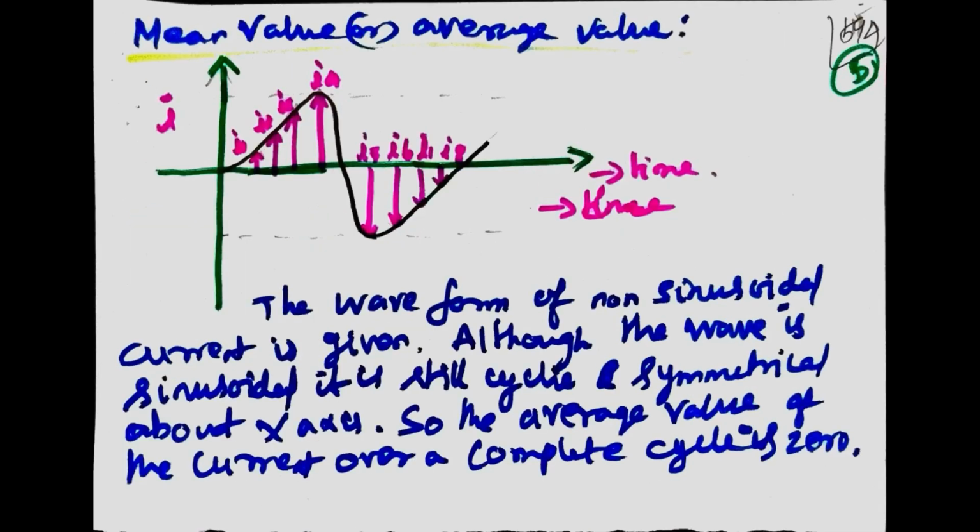Mean value or average value, graph shown in figure. That is current versus time. I1, I2, I3, I4 are obtained and I5, I6, I7, I8 are obtained. The waveform of the alternating current is given. Since the wave is cyclic and symmetrical about the x-axis, the average value of the current over a complete cycle is 0. That is very important.